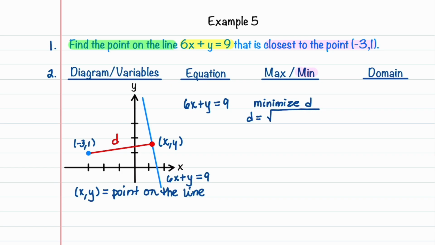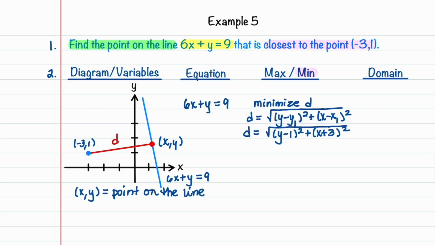Let me write down just the general equation for the distance between 2 points. It's the square root of (y minus y1) squared plus (x minus x1) squared. Now let's substitute that x1 is minus 3 and y1 is 1. So this is the square root of (y minus 1) squared plus (x plus 3) squared.